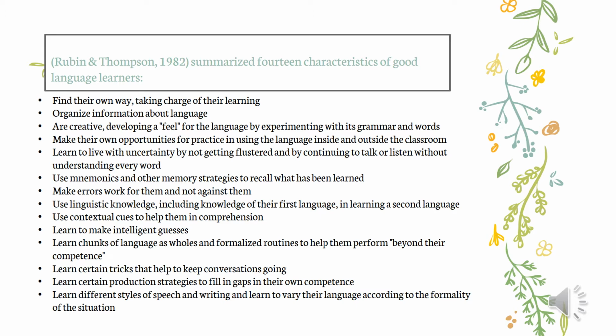Rubin and Thompson, 1982, later summarized 14 such characteristics of good language learners. So you can read all the 14 characteristics of good language learners according to Rubin and Thompson. Such lists, speculative as they were in the mid-1970s, inspired a group of collaborators in Toronto to undertake a study of good language learning traits. While the empirical results of the Toronto study were somewhat disappointing, they nevertheless spurred many other researchers to try to identify characteristics of successful language learners and even unsuccessful learners.